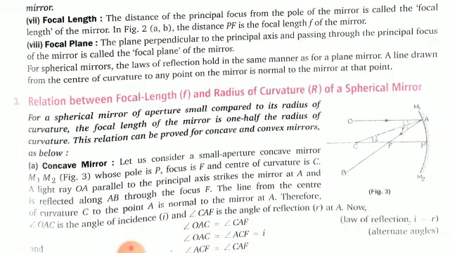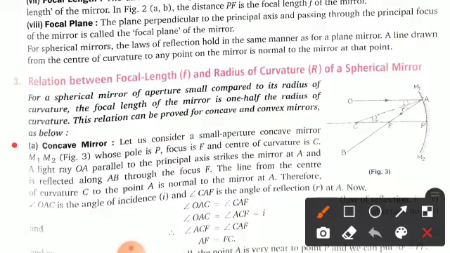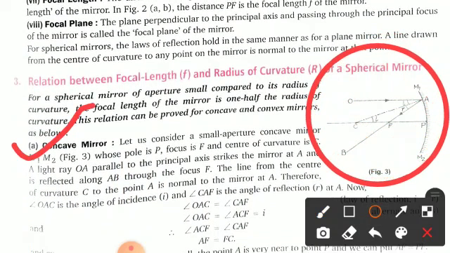So first we take the concave mirror. As you can see, this is the figure of the concave mirror. Clear? Let us consider a small aperture concave mirror whose aperture is M1 to M2. You can see here in figure 3, its pole is P, this is the pole, F is the focus, and the center of curvature is C. This is your center of curvature.